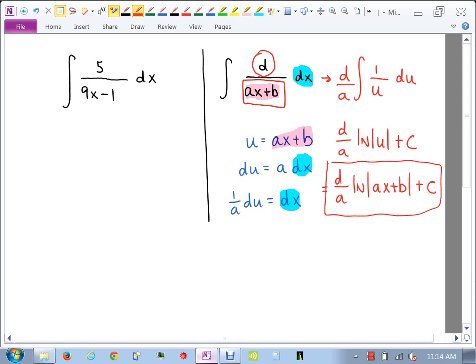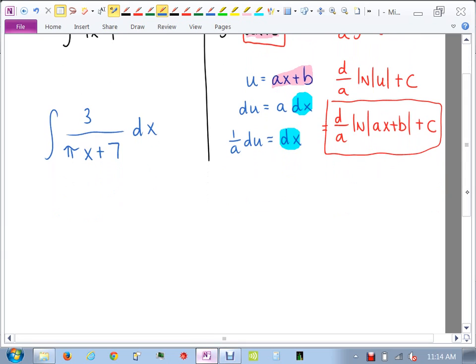The moral of the story is that anytime we have a linear expression in the denominator and up top is a constant, the integral is automatic almost. Like, what's the antiderivative of 3 over pi x plus 7?